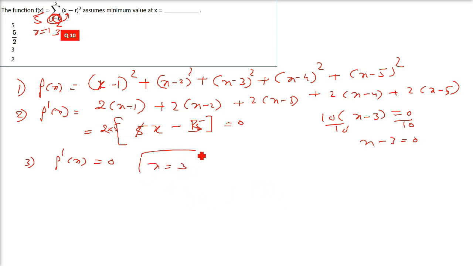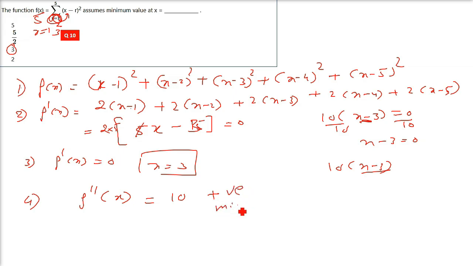Because the function assumes minimum value at x equals to 3. We have already got the answer. So if this is an MCQ, you can just tick this one and go forward. But if this question is not coming in MCQ, you have to solve it. Then you have to do the double differentiation also. This double differentiation is essential. Double differentiation of the first derivative, and then you have to put x equals to 3 and find out the sign of the value which is going to come when you put x equals to 3 in the double differentiated value. So what do you get? This is 10, this is positive, this is minimum.